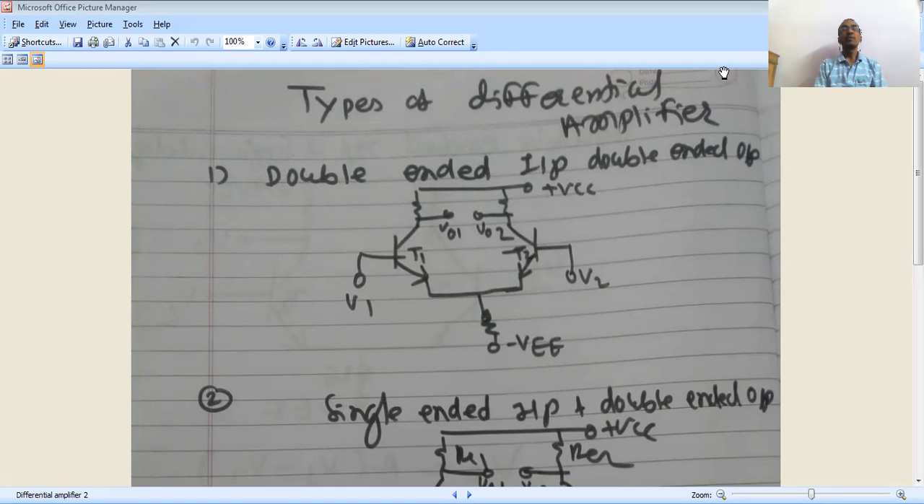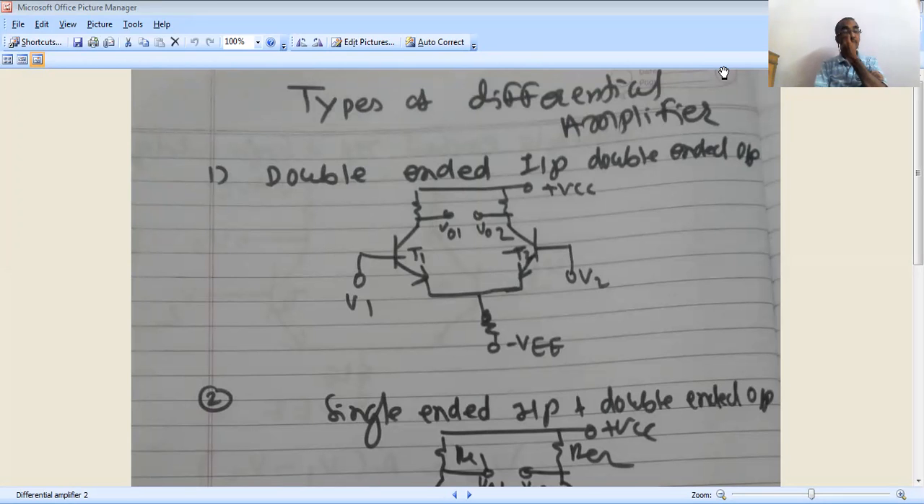Plus VCC is connected to the collector through load resistances. Minus VEE is applied to the two emitters through emitter resistance RE as shown in the above figure.